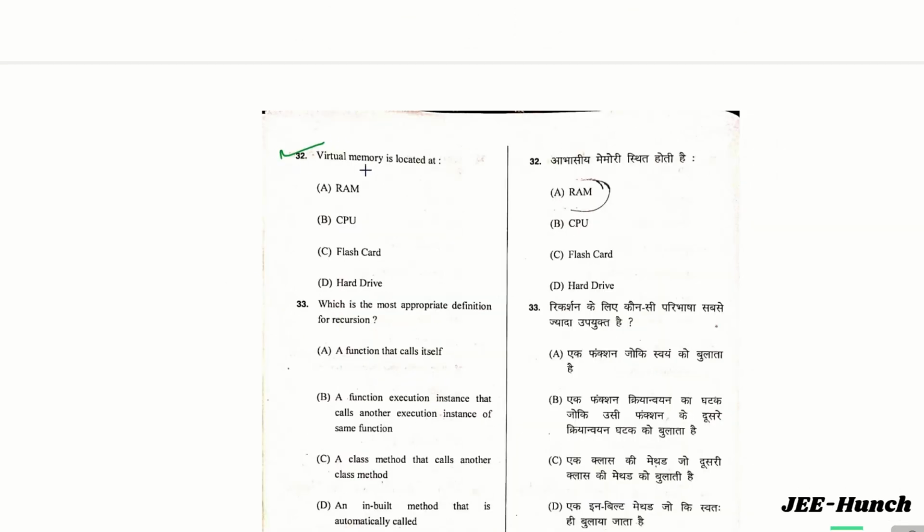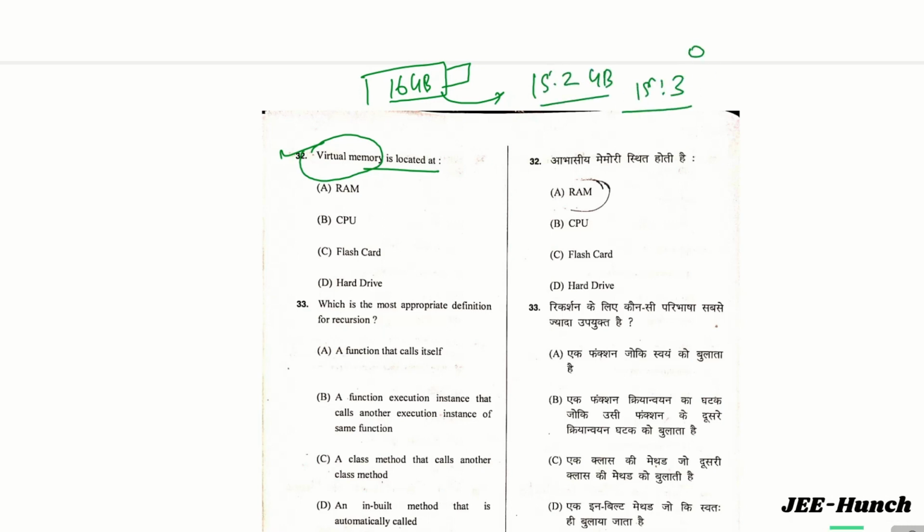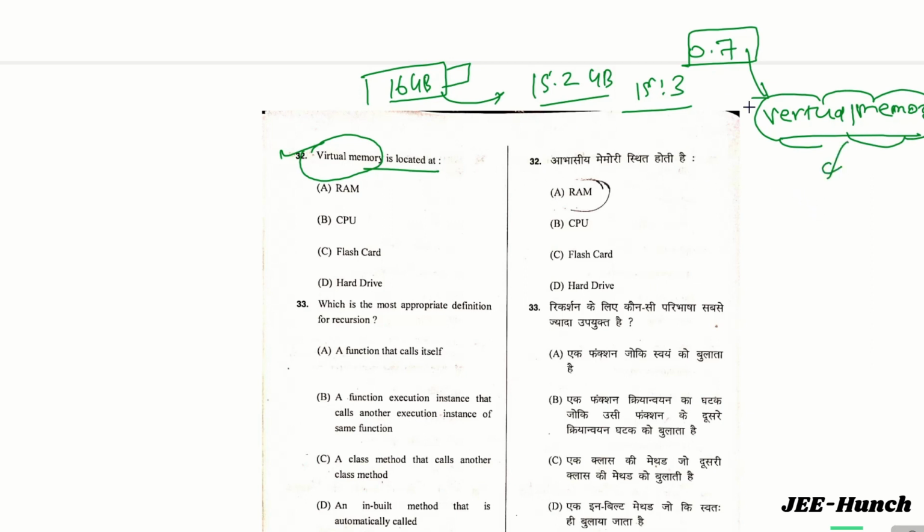So question number 32, virtual memory is located at. First you have to know what virtual memory is. When you purchase any pen drive or memory card, if you purchase a 16 GB memory card, you get storage of 15.2 GB, 15.3 GB. So where is that 0.7? So this is called virtual memory. This goes in virtual memory, especially for working for the system. So option number D is correct, hard drive.